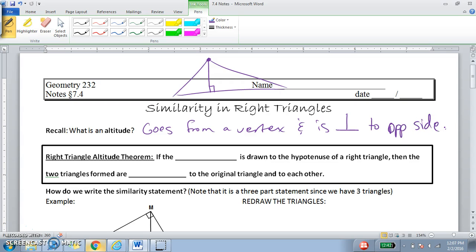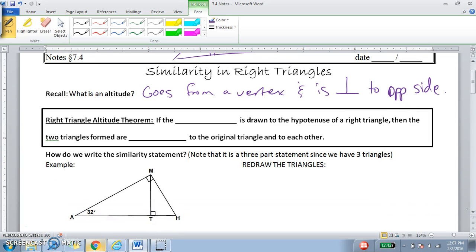So in a right triangle, the altitude does something kind of cool. If the altitude is drawn to the hypotenuse of a right triangle, then the two triangles formed, and this is an example down here, we've got a right triangle and we're drawing an altitude down to the hypotenuse, meaning the side across from the right angle. So we're starting at the right angle and drawing an altitude. When I cut this into two other pieces, it creates two other triangles. These two triangles formed are similar to the original big triangle.